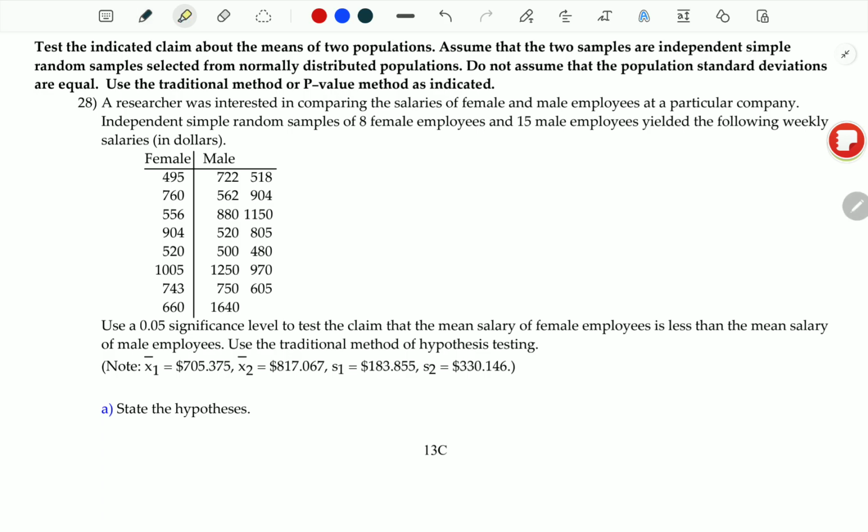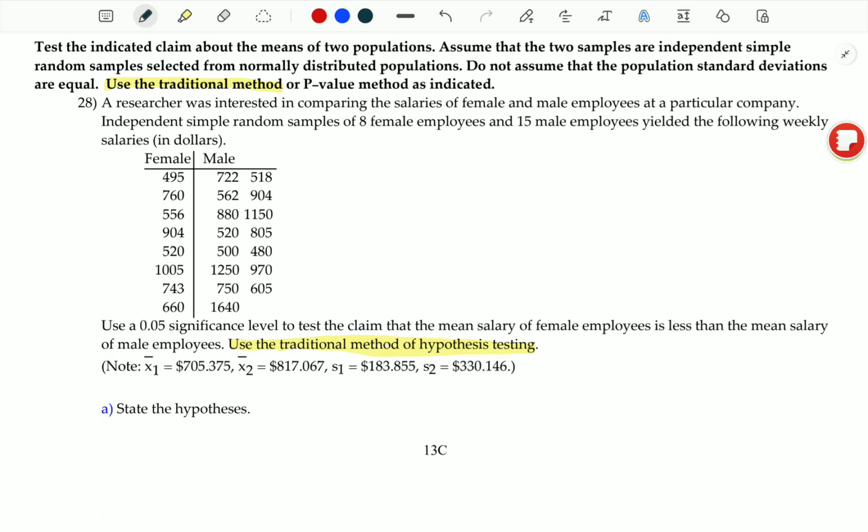If we scroll to the bottom of the question, it says to use the traditional method for hypothesis testing. So we're using the traditional method, so no p-values in this case. A researcher was interested in comparing the salaries of female employees and male employees at a particular company. Independent simple random samples of 8 female employees and 15 male employees yielded the following weekly salaries in dollars.